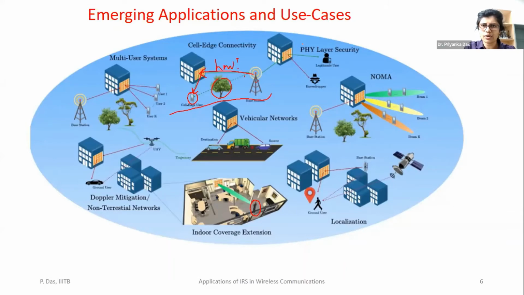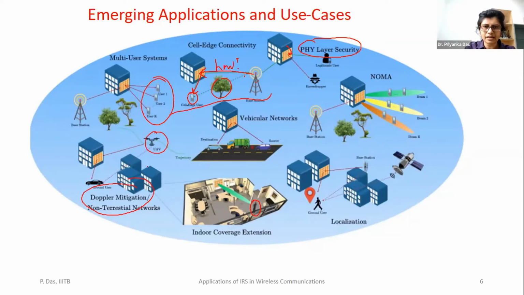Physical layer security. What is physical layer security? I will tell you in detail, but as of now, just assume there is an eavesdropper which wants to overhear your information. And IRS reflection phase shift should be adjusted such that the eavesdropper will not get anything or get a very thin signal compared to the legitimate user. Multi-user system, when you have to do a multi-user MIMO or multi-user setup, how this IRS will give you multiple access schemes. Doppler mitigation, when you talk about ultra reliable low latency, Doppler is a major impact. There also IRS can help.